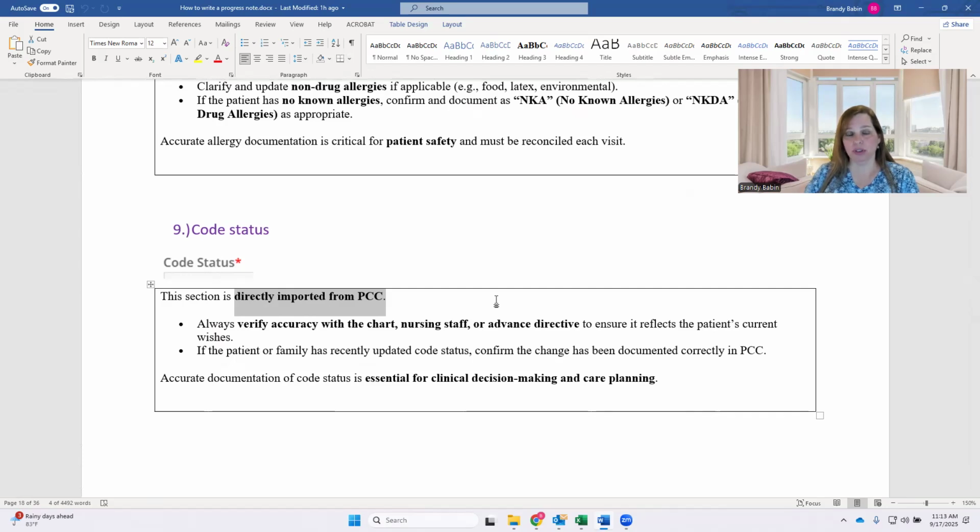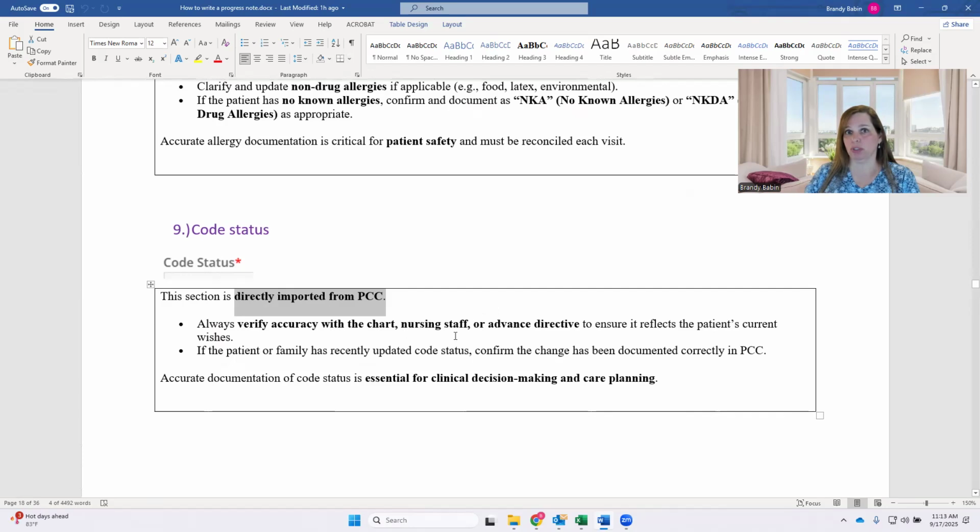If they're not a full code, if you've got an alert and oriented patient that is a DNR, we do not do advanced care planning. That was already done and they've already established their advanced care planning. They are a DNR. So verify accuracy with a chart.